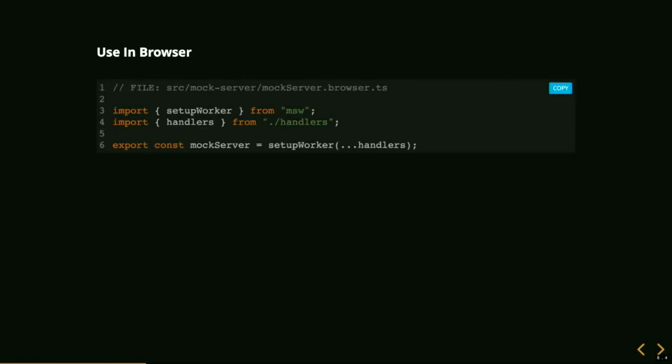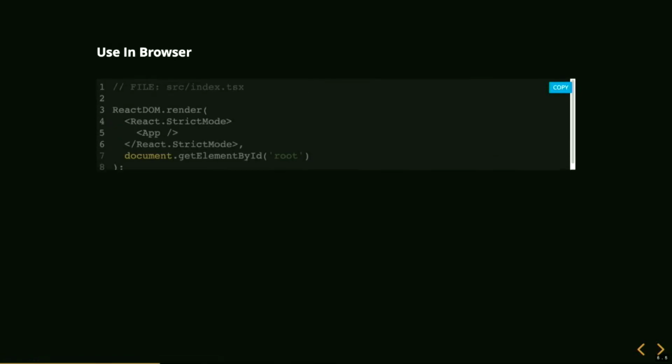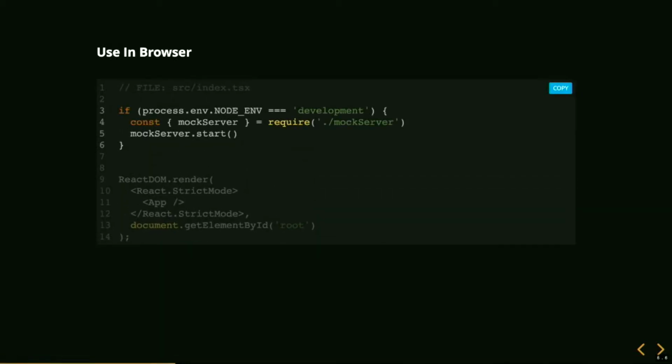Then, in mockserver.browser.ts, we just set up a mock server instance with the handlers we defined before and export it. The last step we need to do is just to make some minor changes in the entry file of our application. Here, we dynamically import and run the mock server under the development mode, and this is how we make the mock server start to listen and intercept the requests from our application.